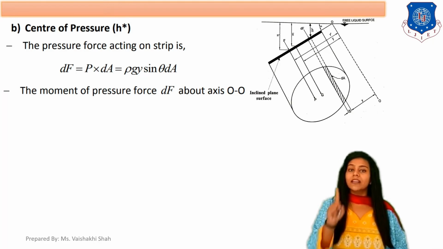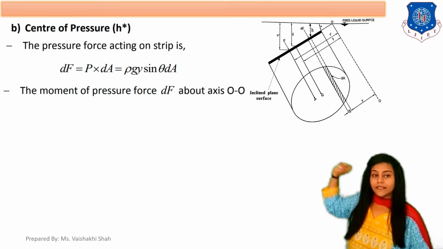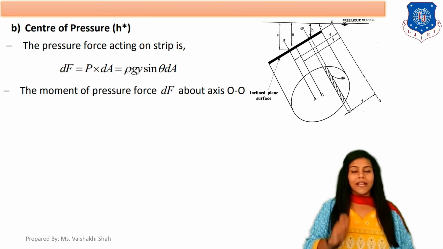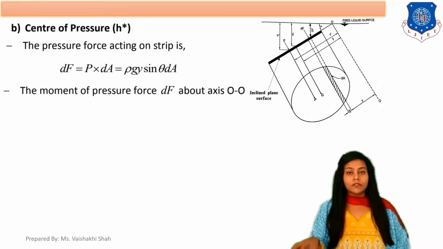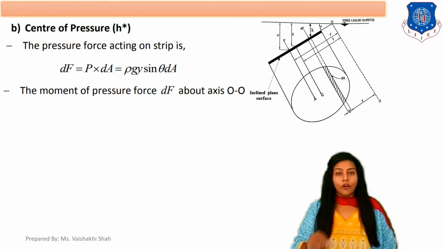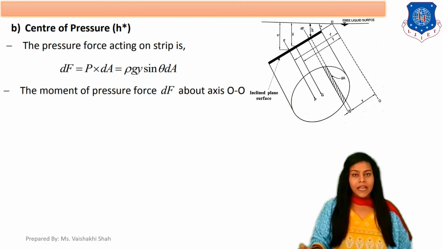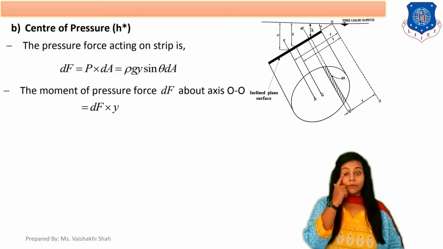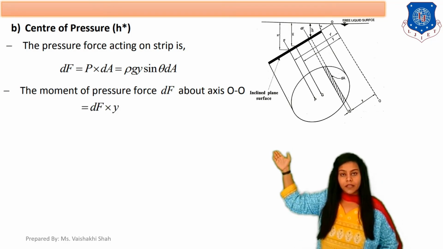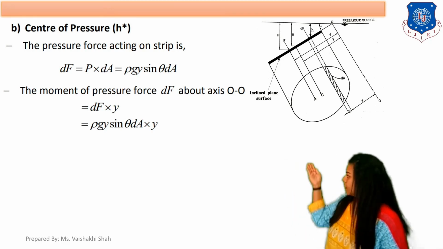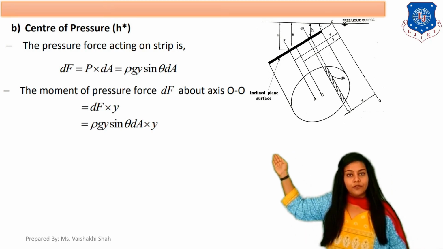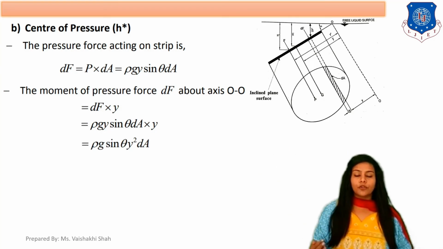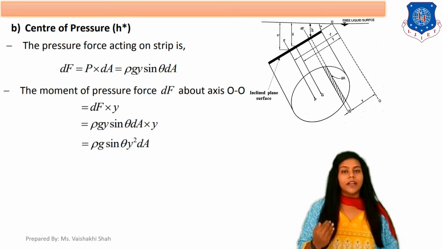Moment of a single strip about the OO axis. Moment is force into perpendicular distance. Now the force on a single strip is dF, and the perpendicular distance from the OO axis is y. So the moment is dF into y. Now we know the equation for dF is rho g y sin theta into dA. So the equation becomes rho g sin theta into y square into dA.